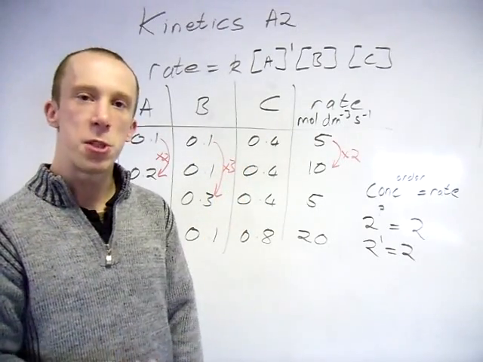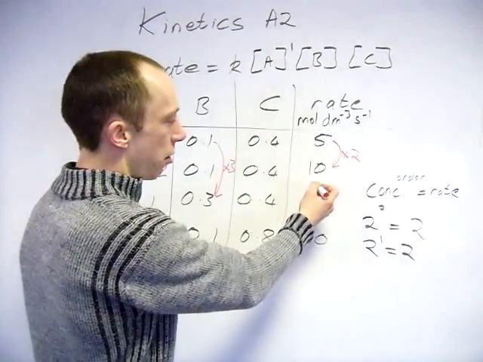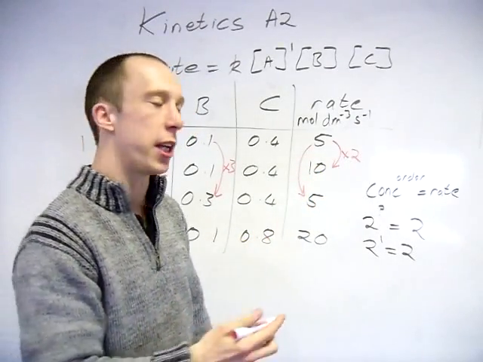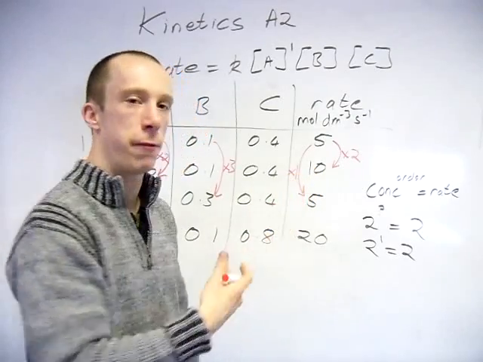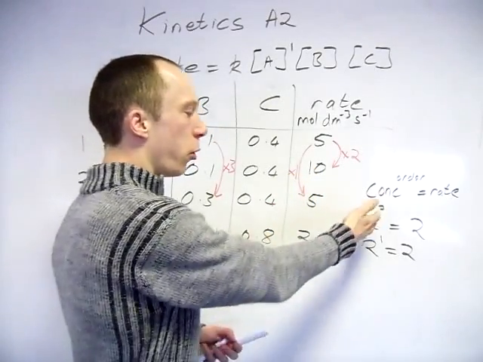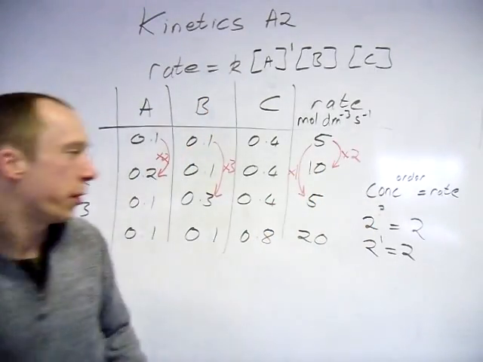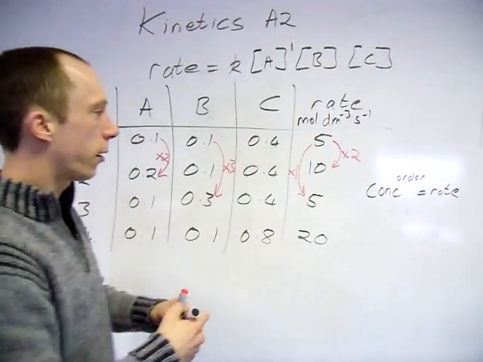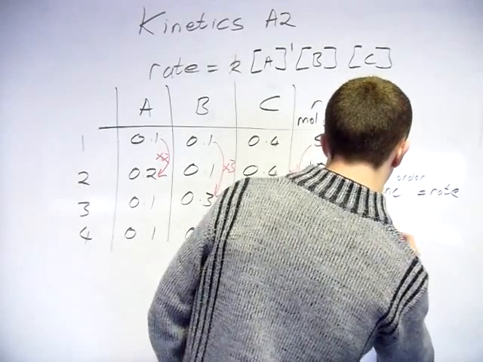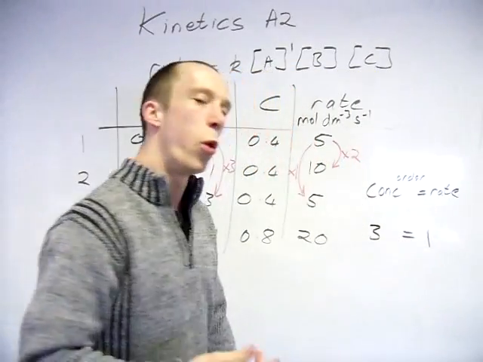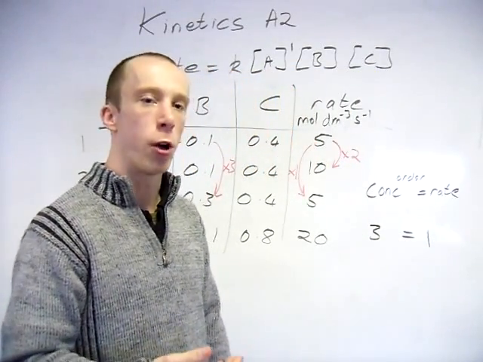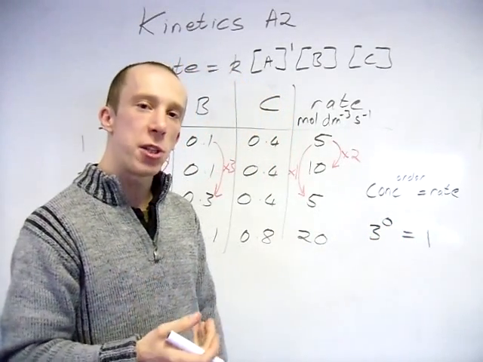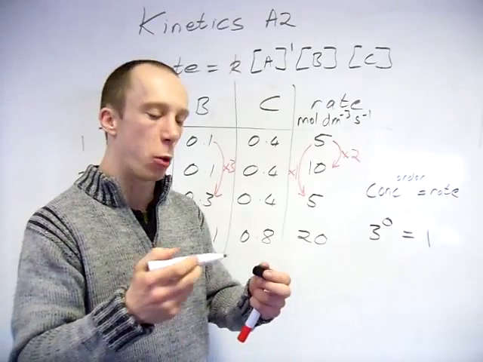Now look at what happens to the rate. So the rate starts at 5, finishes at 5. So the rate doesn't change, it stays the same, so effectively times 1. So going back to what we used before, what do I need to raise 3 to the power of to equal 1? The answer is 0. Any number to the power of 0 equals 1.